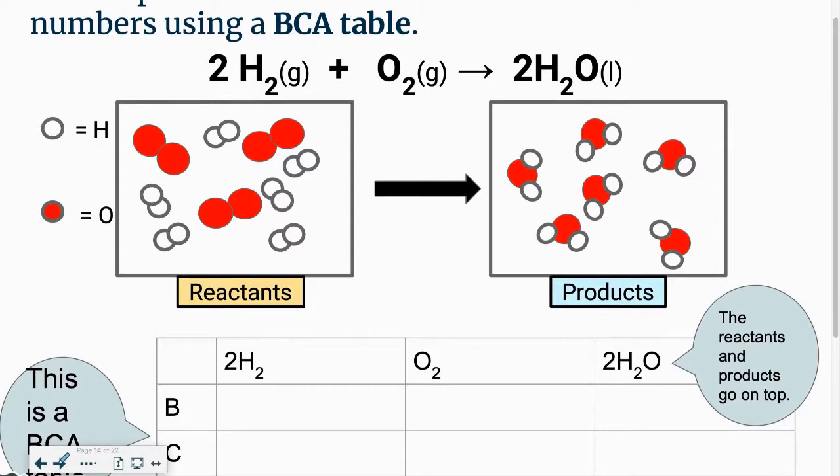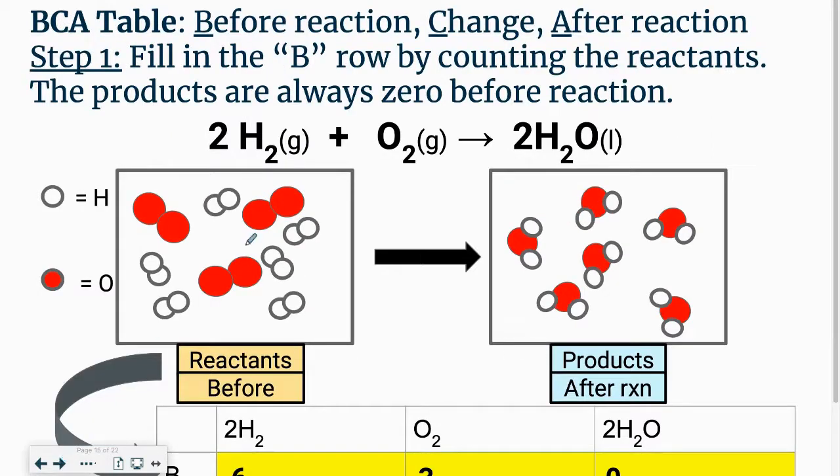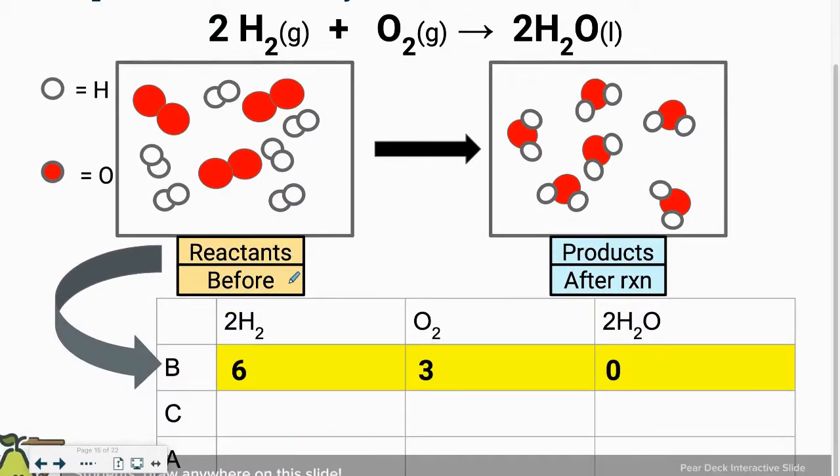So the first step is to look at the reactants. The reactants represent the before line, the B in BCA. So all you do is first on the top, you have the reaction. Okay, remember these are going to the products. And you just count up, okay, how many H2s do I have? I have 1, 2, 3, 4, 5, 6, and I write down the number here. How many oxygens do I have? Well, I have 1, 2, 3, and I put the number here.